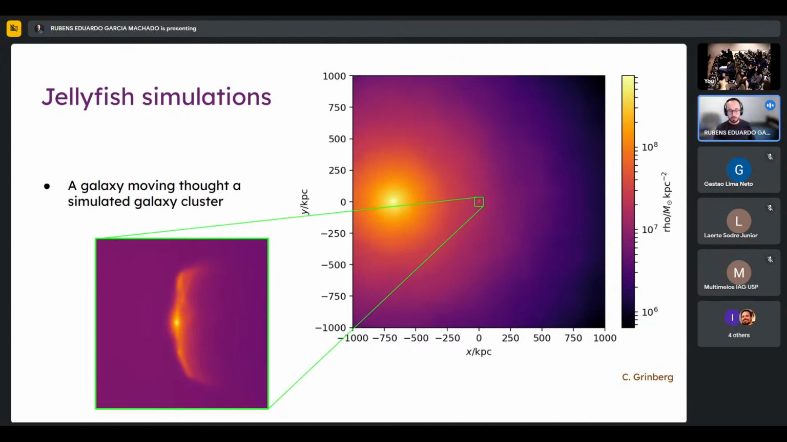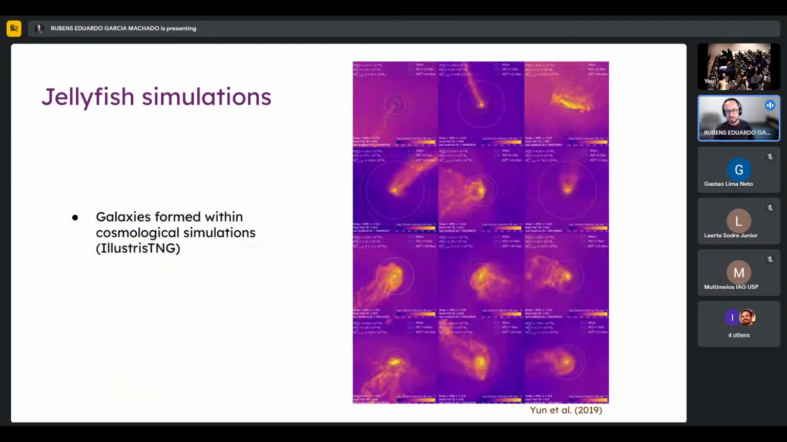And the third approach to study jellyfish galaxies using simulations is to look for them in the output of cosmological simulations of galaxy formation. In this example here, galaxies taken from the IllustrisTNG simulation, where the authors of these works can study the evolution of the jellyfish morphologies, the masses, etc. So anyway, just to mention that these are the typical approaches.